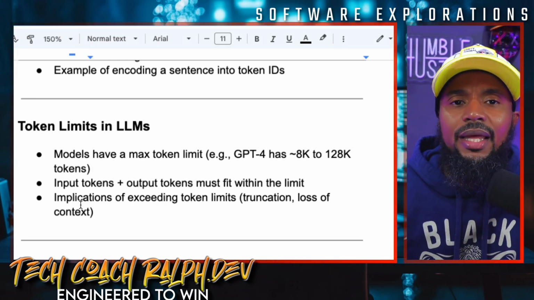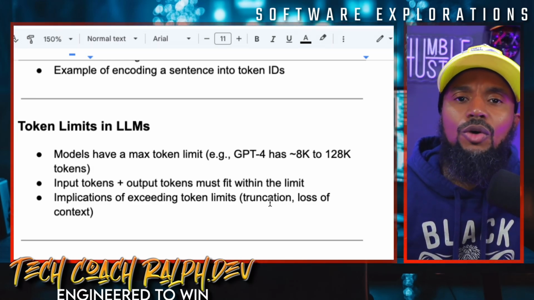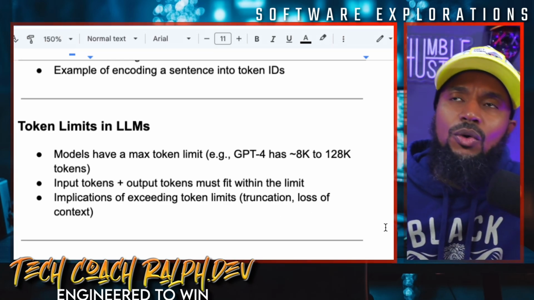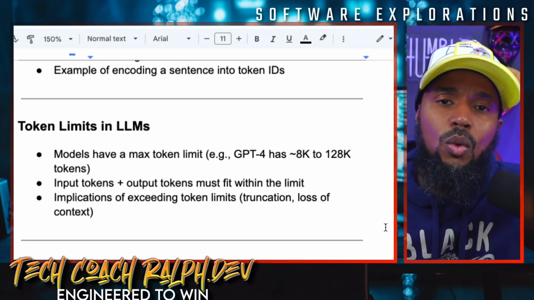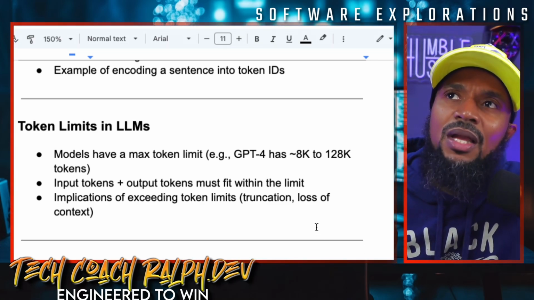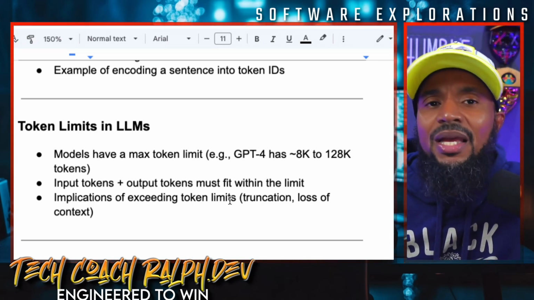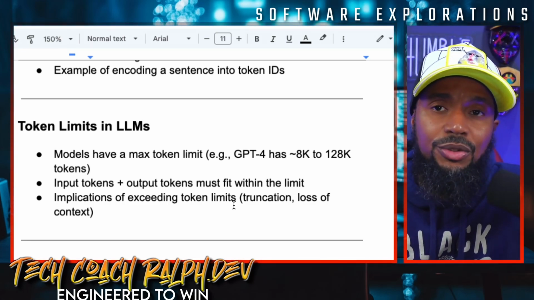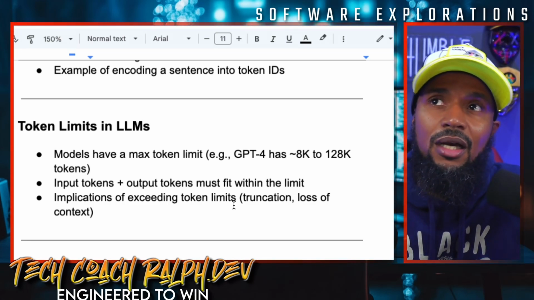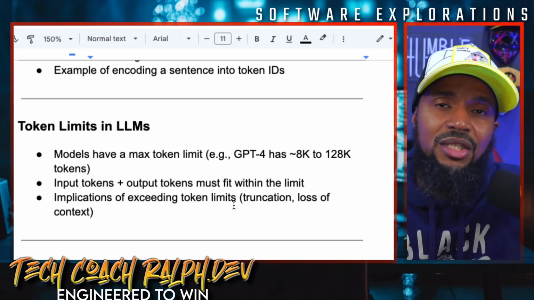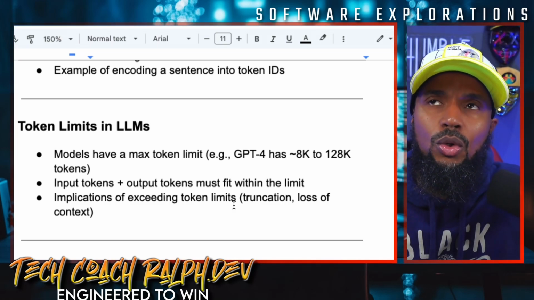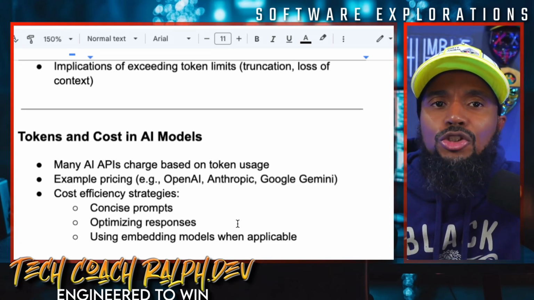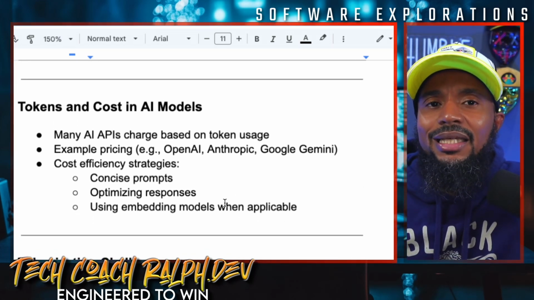All right, implications of exceeding token limits. We have truncation and loss of context. If it's too long, then it's going to either shorten it or it's going to be missing some context. That's why, based on the large language model that you're using, it might lose the context and cut some off, or it might say, hey, this is too long, we're going to limit it, or you need to readjust your request.